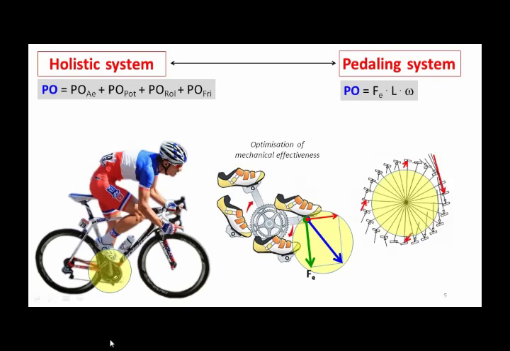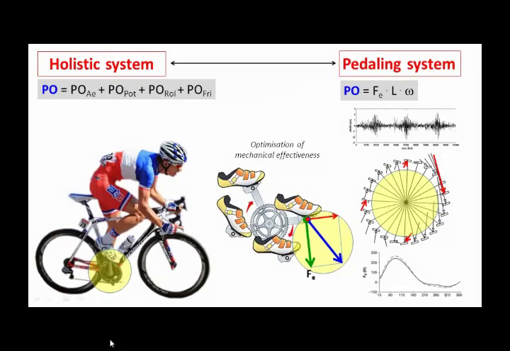But this effective force, the problem is it's impossible for the rider to have a constant level of this force during the pedaling cycle. It's not possible. So, according to the different technique of the cyclist, according to the different situation, the cyclist must try to optimize this level of force during all the pedaling cycle.